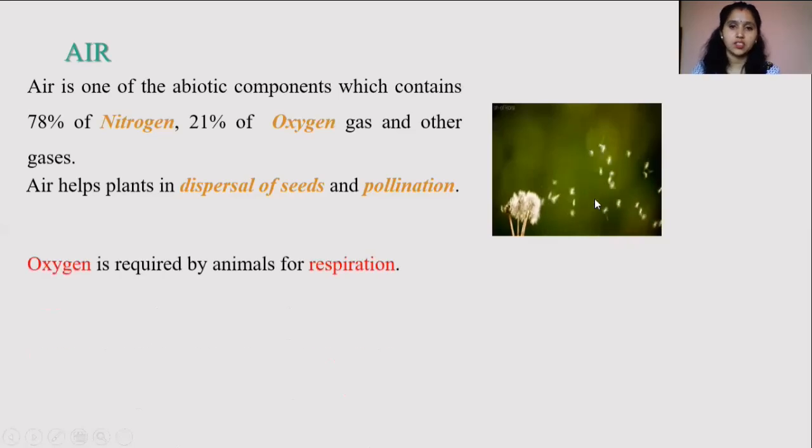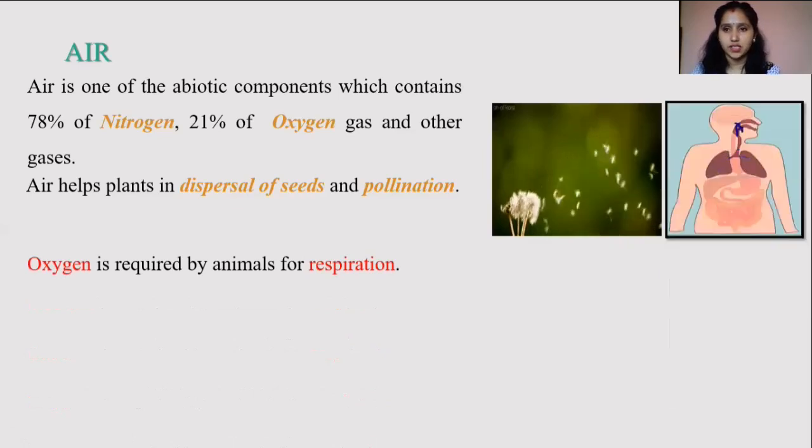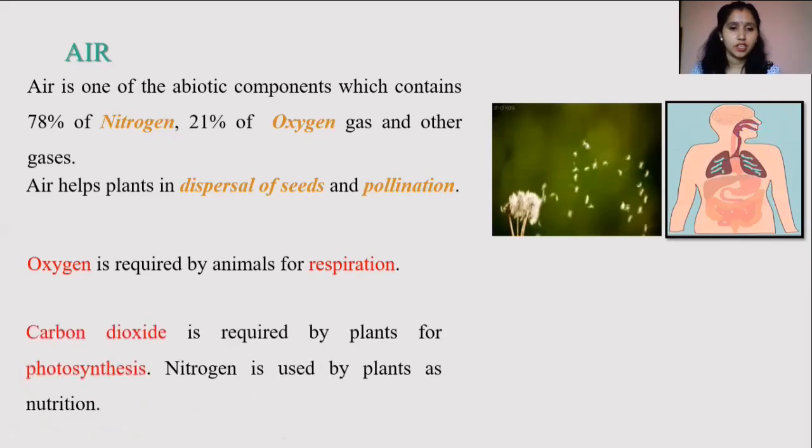And similarly, oxygen is required for animals for respiration. You can see here how inhalation and exhalation occurs during respiration in the human body. Yes, we take oxygen and we exhale carbon dioxide. And similarly, carbon dioxide is also required by plants for photosynthesis. Nitrogen gas present in the air is used by plants for nutrition.